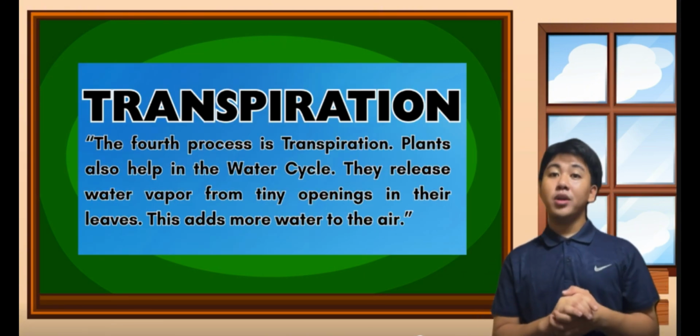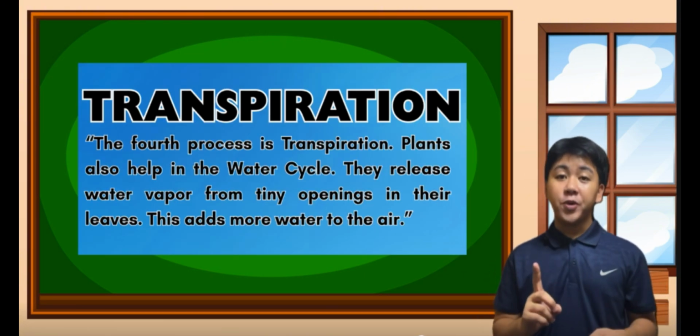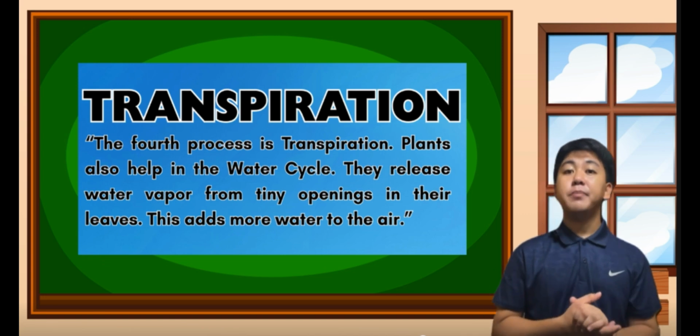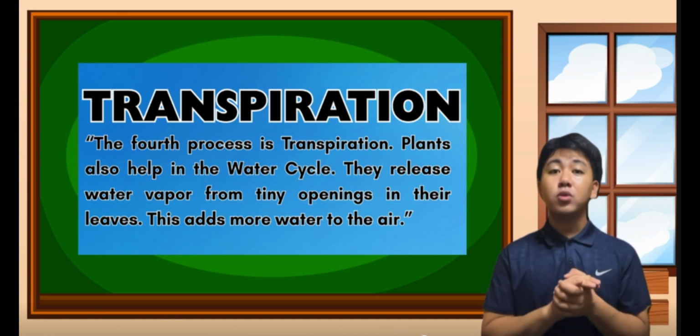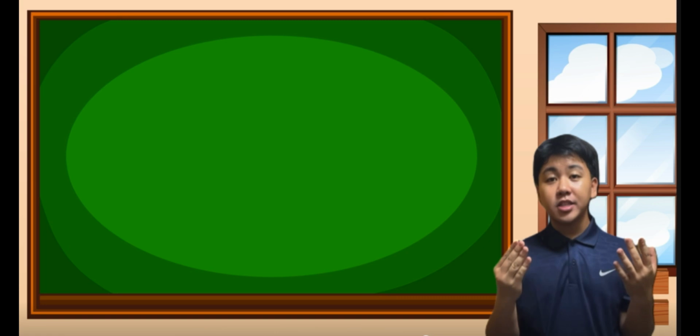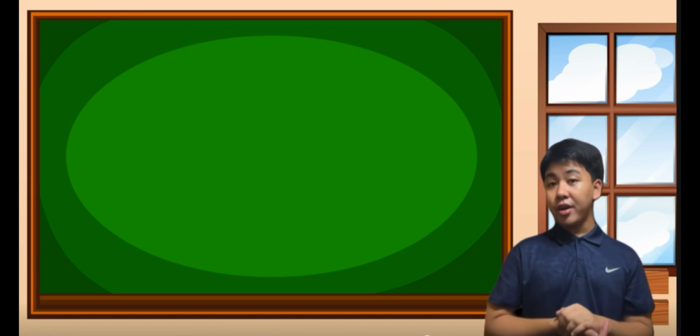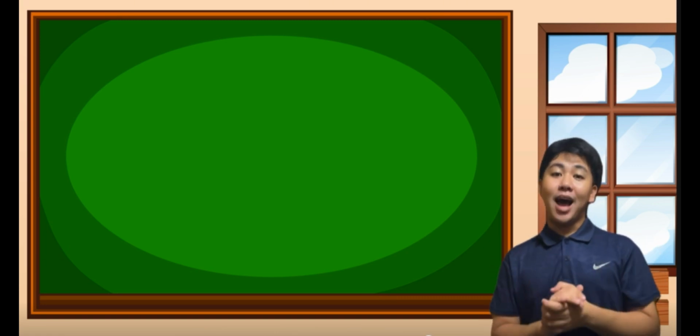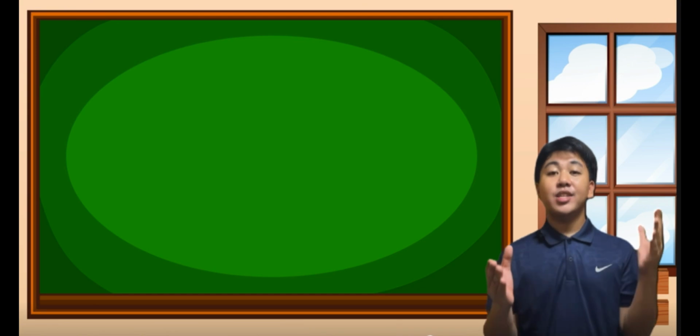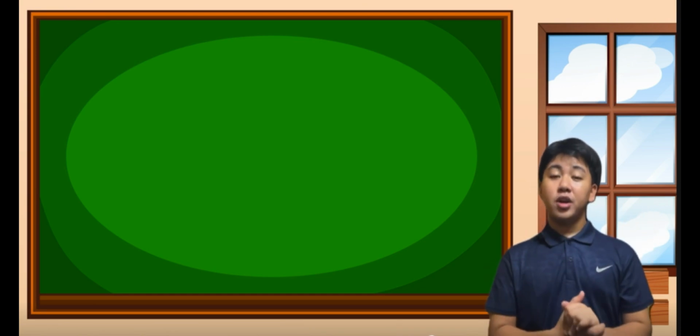Plants also help in the water cycle. They release water vapor from tiny openings in their leaves. This adds more water to the air. So which living things also release water vapor into the air? Yes, plants. So class, let us follow the movement of water.